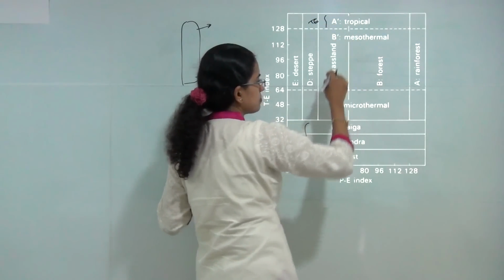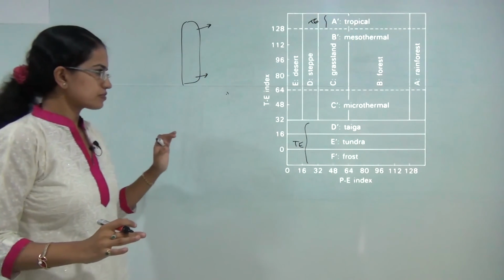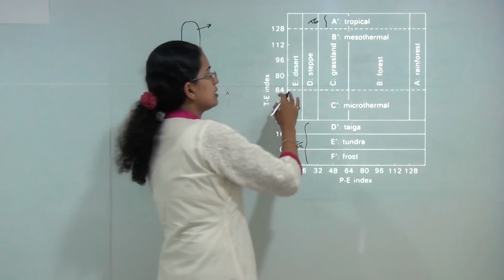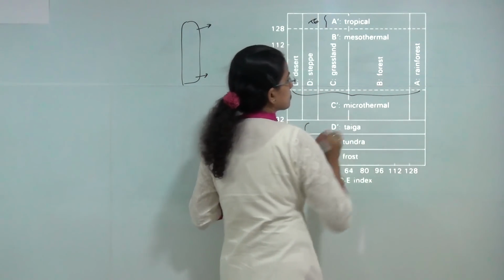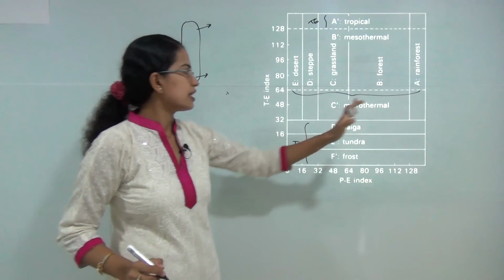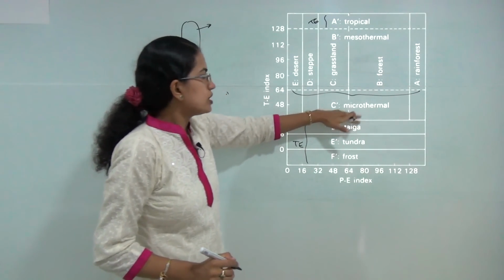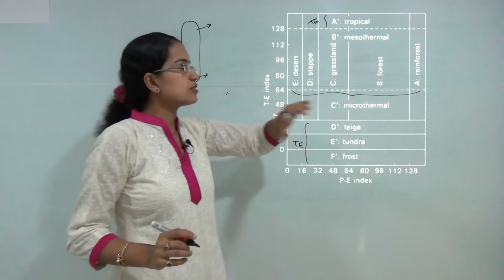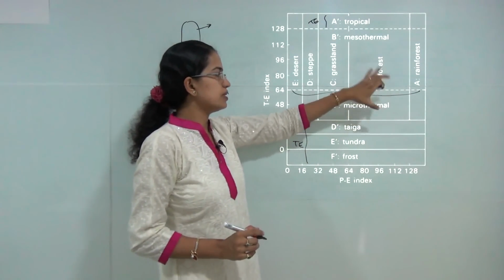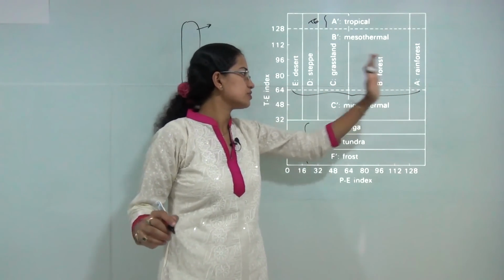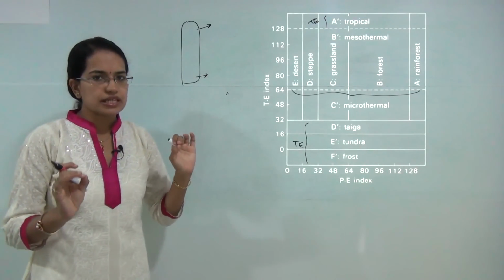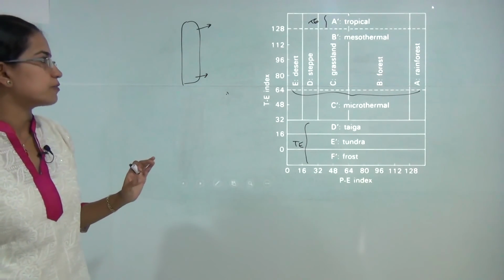However, the regions between B and C are governed by variations in precipitation. So you have the rainforest to the desert region that can be seen only in the range of B to C, that's only in the mesothermal and the microthermal zone you will have the variations of A to E. That was the basic idea that Thornthwaite tried to lay down.